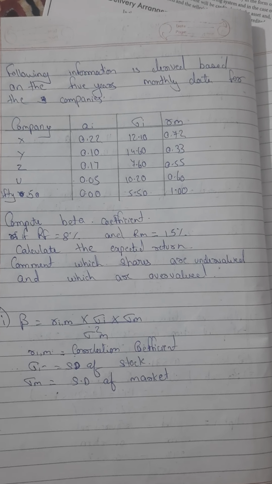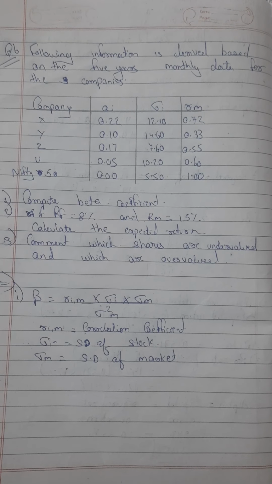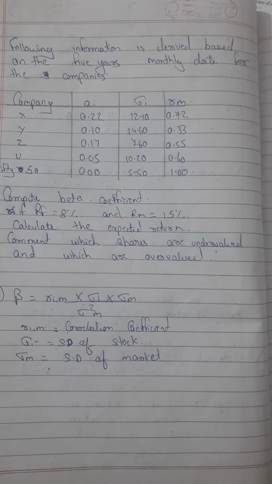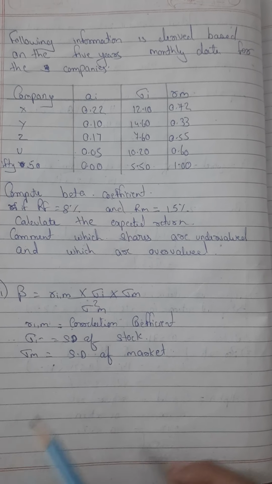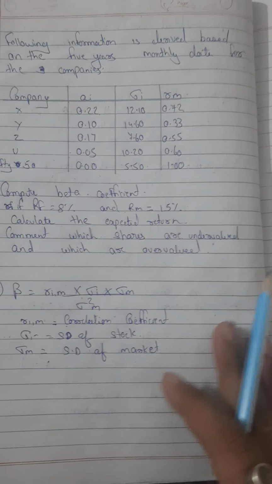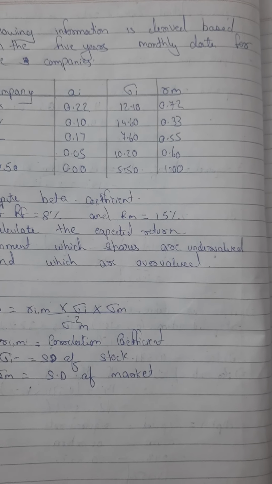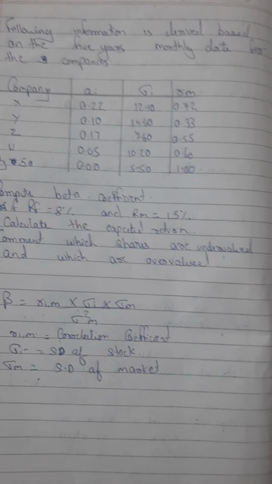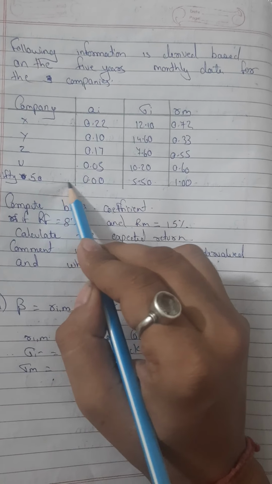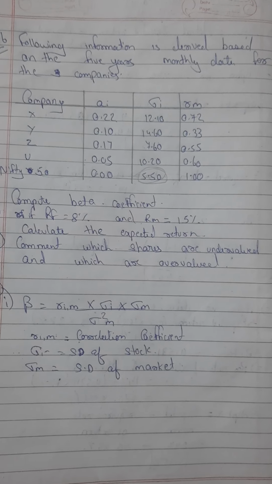To find out the beta coefficient, we can use this formula, right? RIM into standard deviation of the security into standard deviation of the market divided by standard deviation square of the market. Now standard deviation of the market, right? We will get it from here. Okay, 5.50.